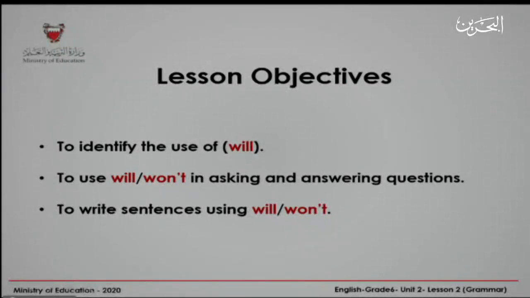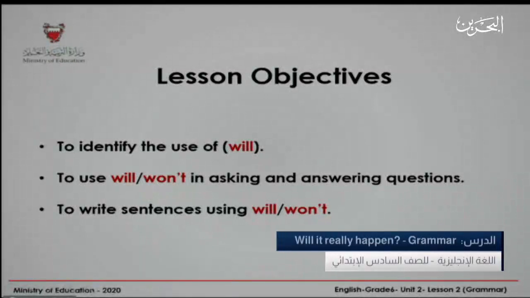Today we have got 3 objectives that we are tackling. The first one is to identify the use of will. The second one is to use will and won't in asking and answering questions. The third objective is to write sentences using will and won't.